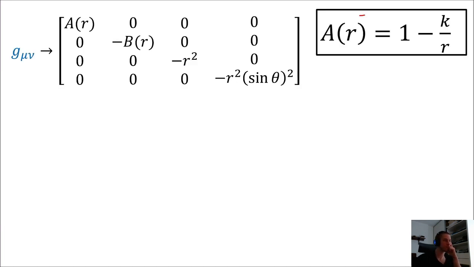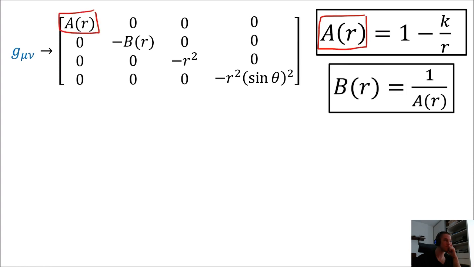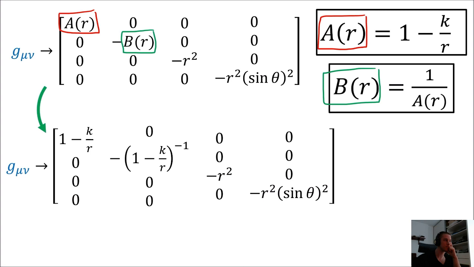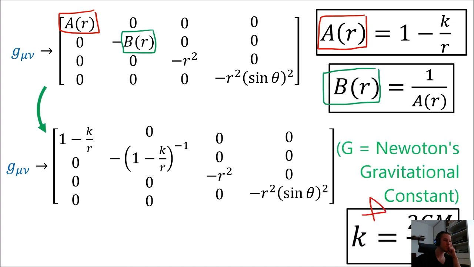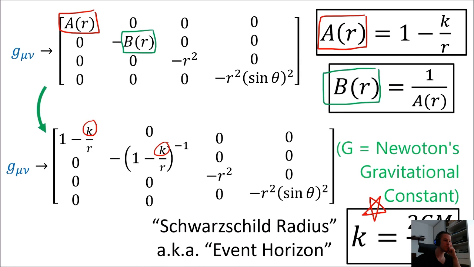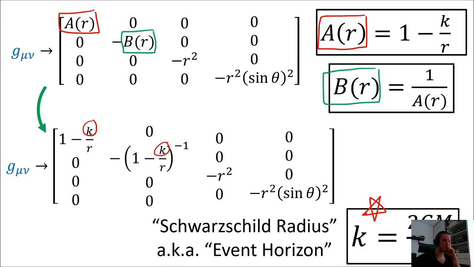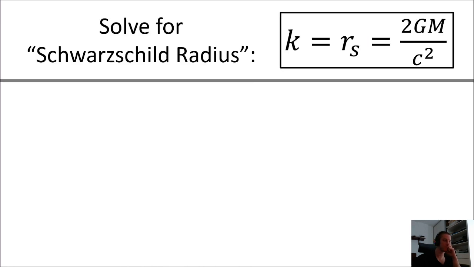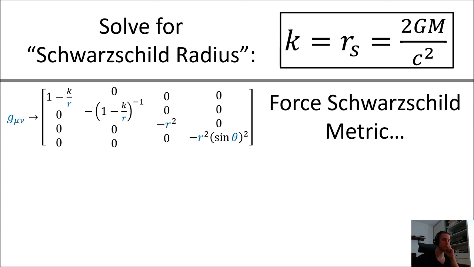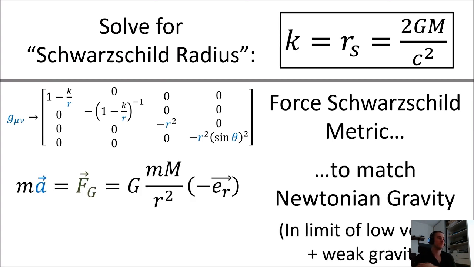So we've solved for a of r equals 1 minus k over r, and b is just 1 over a. So we have the form of the Schwarzschild metric. Now we just need to solve for the constant k, which ends up being 2GM over the speed of light squared. This is called the Schwarzschild radius, or the event horizon of the black hole. We can solve for the lowercase k constant by forcing the Schwarzschild metric to reproduce Newtonian gravity in the limit of low velocity and weak gravity.